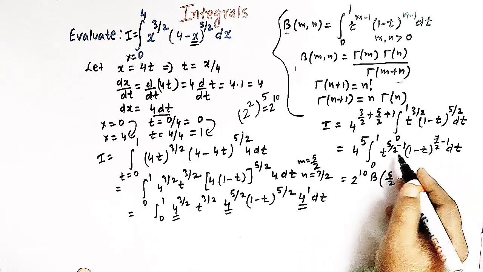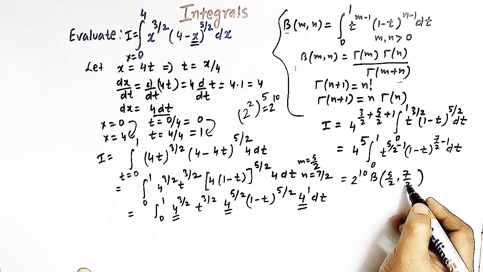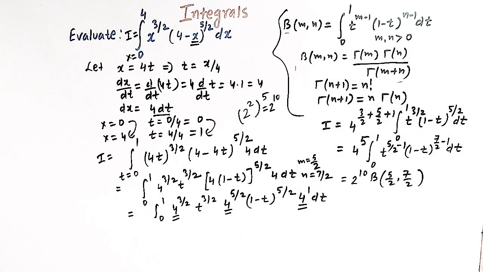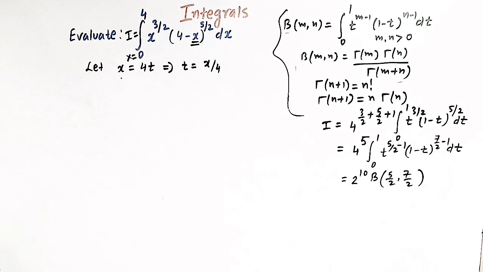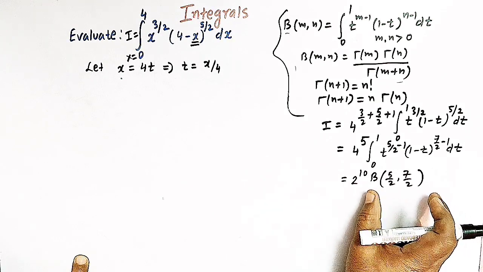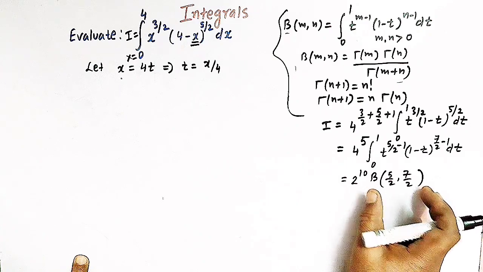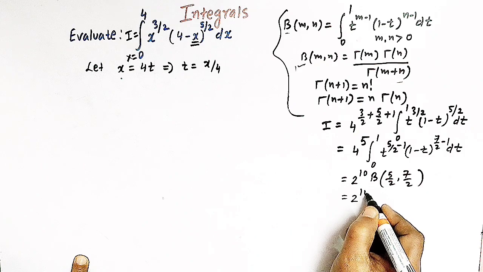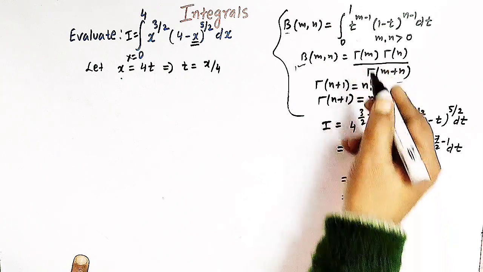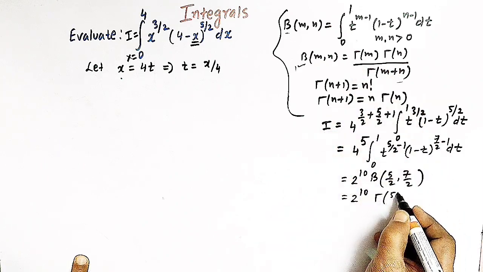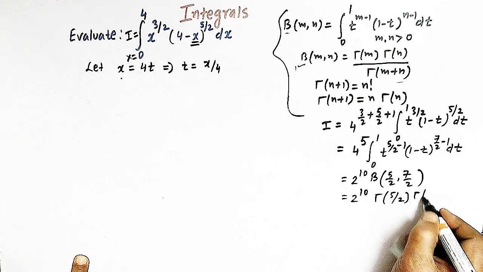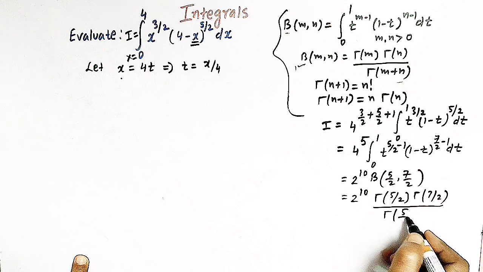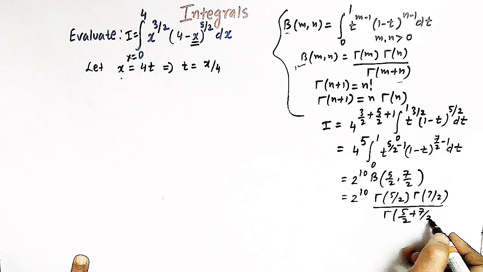And here it is quite obvious that 5 by 2 and 7 by 2 both are greater than 0, or positive. So now to calculate the value of this beta function, we have to make use of this result. So we have 2 raised to 10, then we have gamma m, gamma m is gamma 5 by 2, then we have gamma 7 over 2 divided by gamma of 5 over 2 plus 7 over 2.